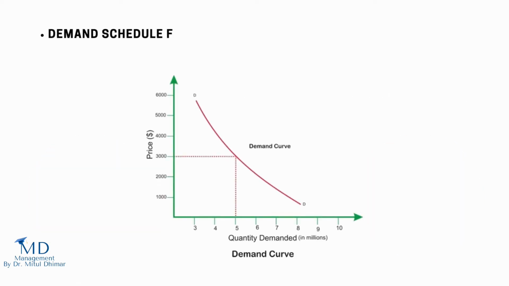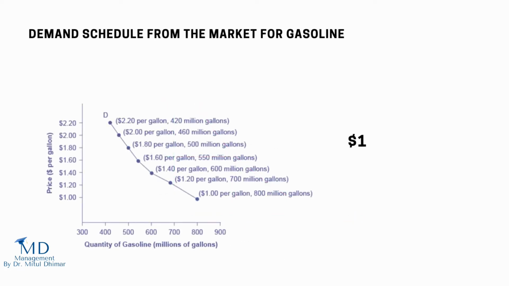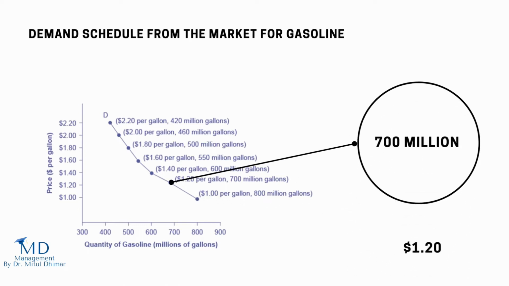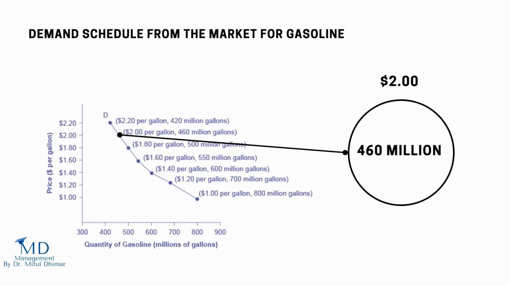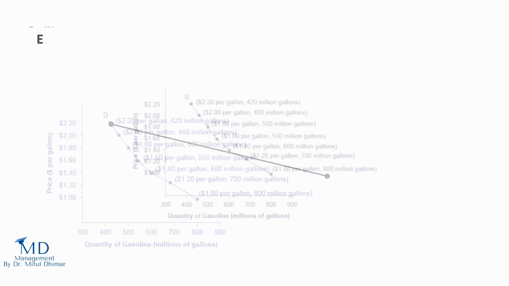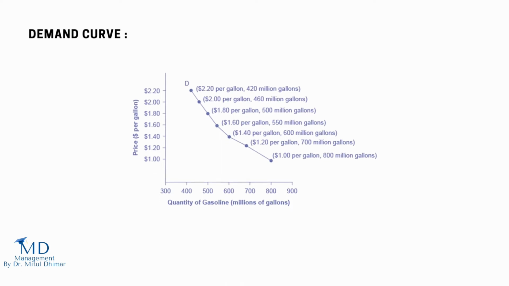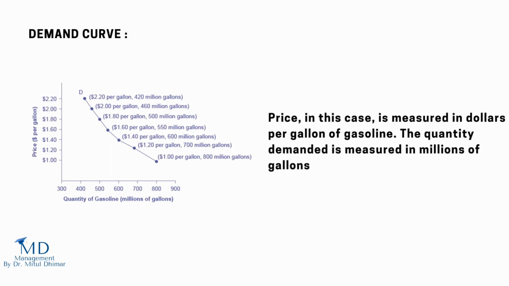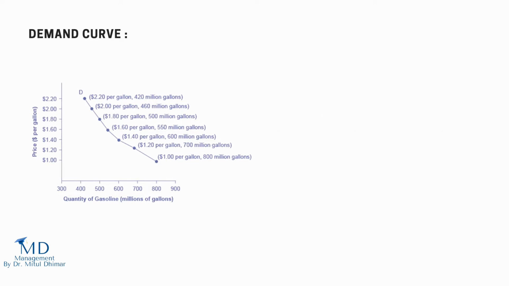Here is an example of a demand schedule from the market for gasoline. If the price per gallon is $1, quantity demanded is 800 million gallons. When the price is $1.2, the quantity demanded is 700 million gallons. For $2, it is 460 million gallons. And for $2.2, it is 420 million gallons. So you can see the demand curve like this. Price in this case is measured in dollars per gallon of gasoline. The quantity demanded is measured in millions of gallons over some time period.